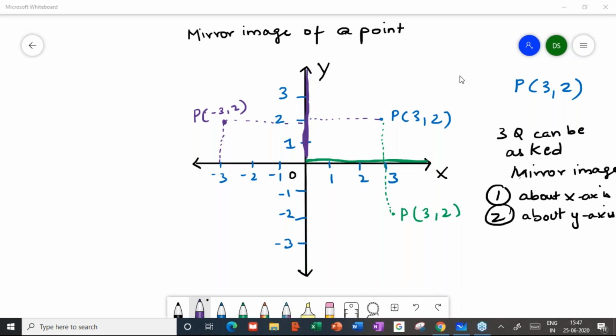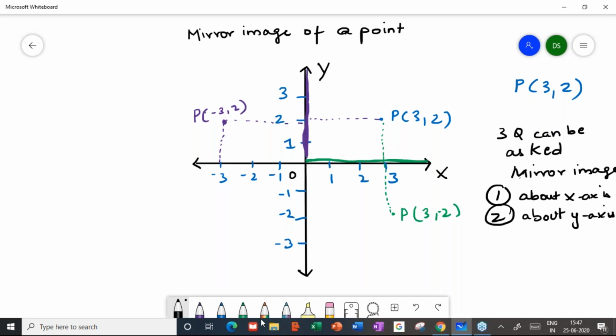Yes. So notice when I said x-axis, oh sorry, I did not write minus here. So when I said about x-axis, the sign of the y coordinate changed. It became -2. When we found the mirror image about y-axis, the x coordinate changed. Yes, Neki, I missed that. I just clarified it. Okay.